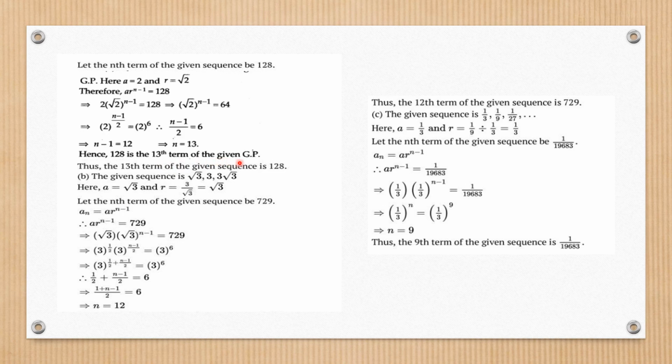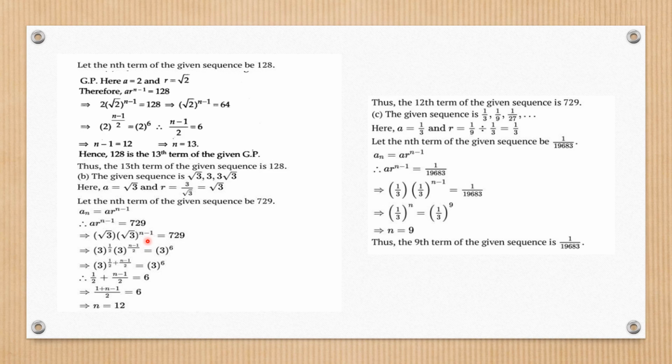Okay, now the next one, again a here is root 3, and you know we are multiplying each term with root 3 to get the next term. So the common ratio here is root 3. So the nth term is 729. Let us consider ar raised to power n minus 1 is this 729. So by placing the values, I will get the half from here, this will be n minus 1 by 2.